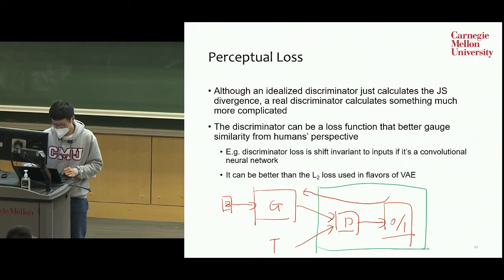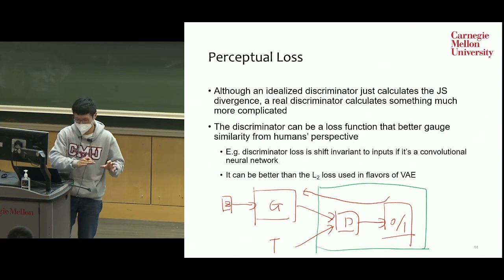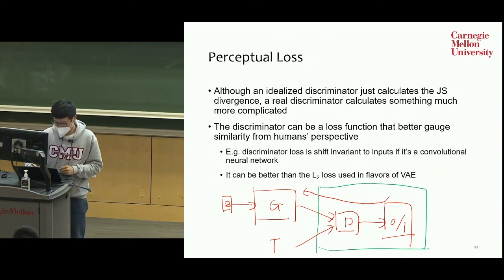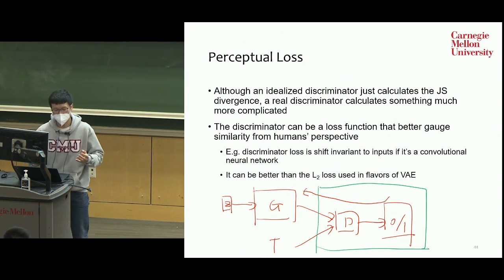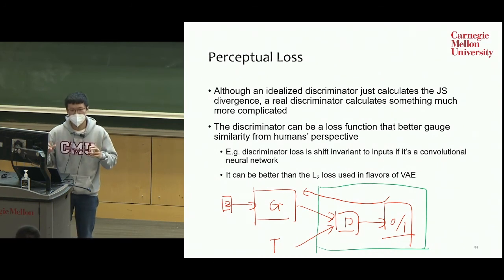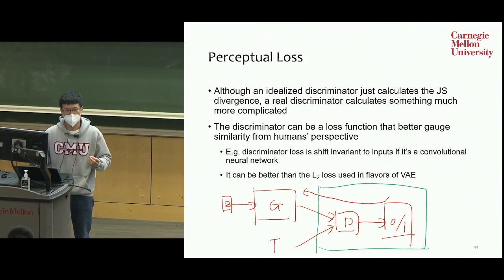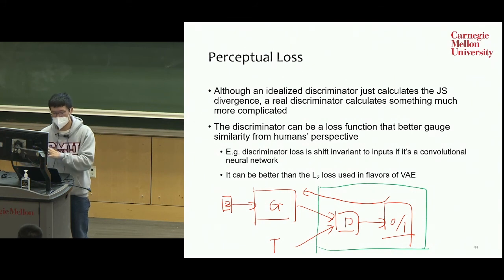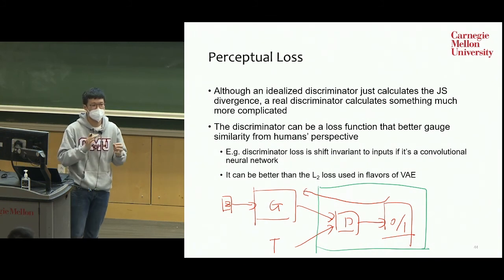Because if you look at the gradient flow, it will go from the 0, 1 loss, the binary classification loss, to the discriminator, and then from the discriminator back to the generator. So this whole green box can be thought of as a loss function. And this loss function is ideally better than a regular L2 loss that's used in a VAE. It could better approximate how we judge images. So that's why we can think of the discriminator as a perceptual loss function.